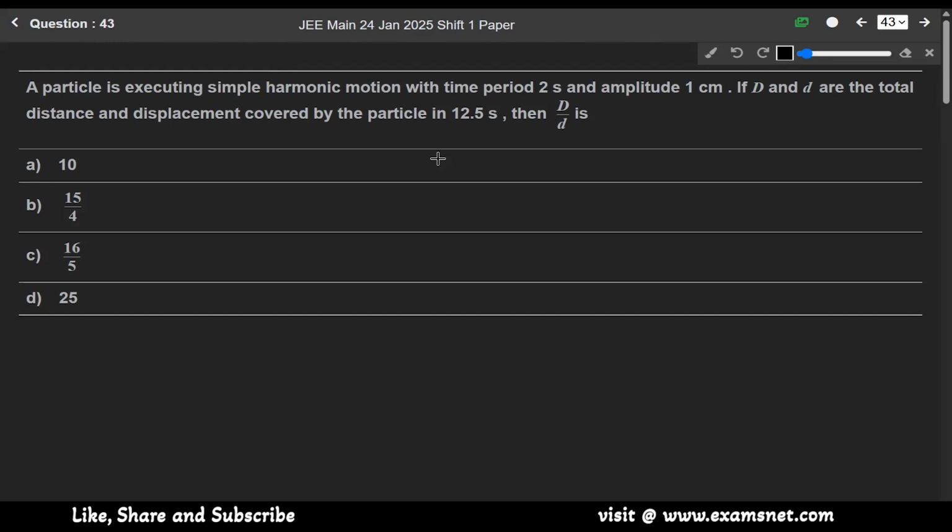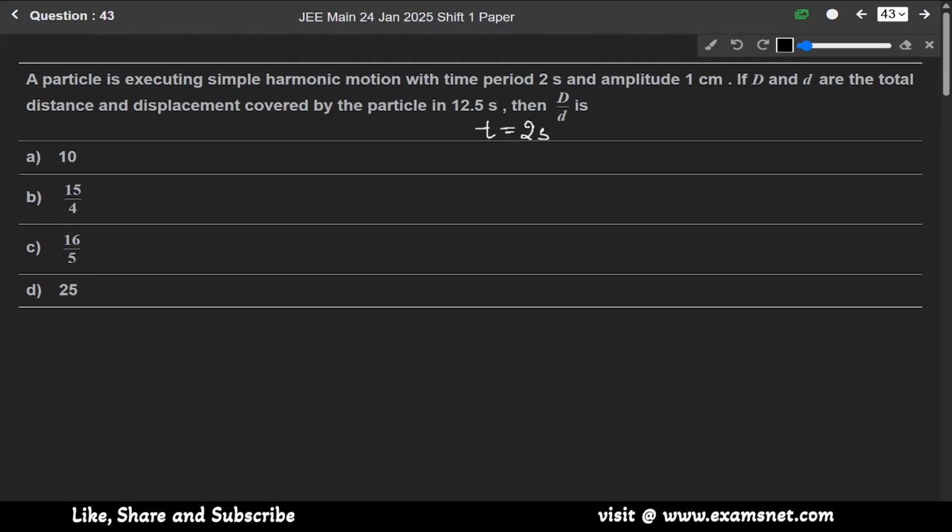A particle is executing simple harmonic motion with time period 2 second. Time period is given as 2 second and amplitude is given as 1 centimeter. If D and d are the total distance and displacement covered by the particle in 12.5 second, then we have to find the ratio of capital D over small d.